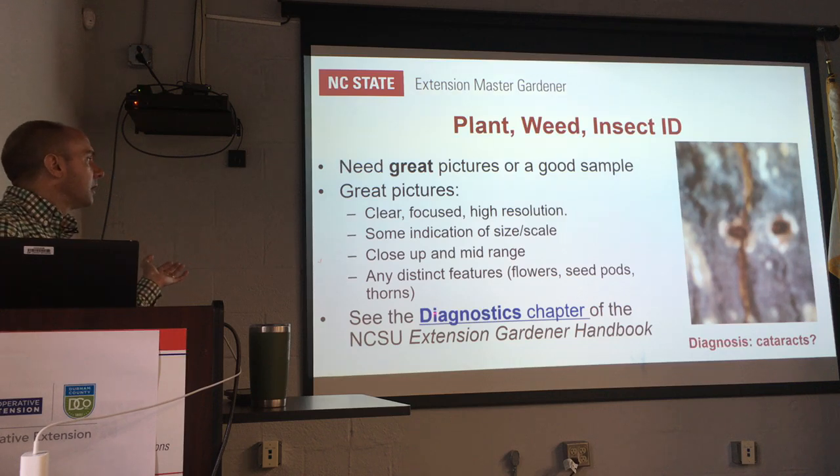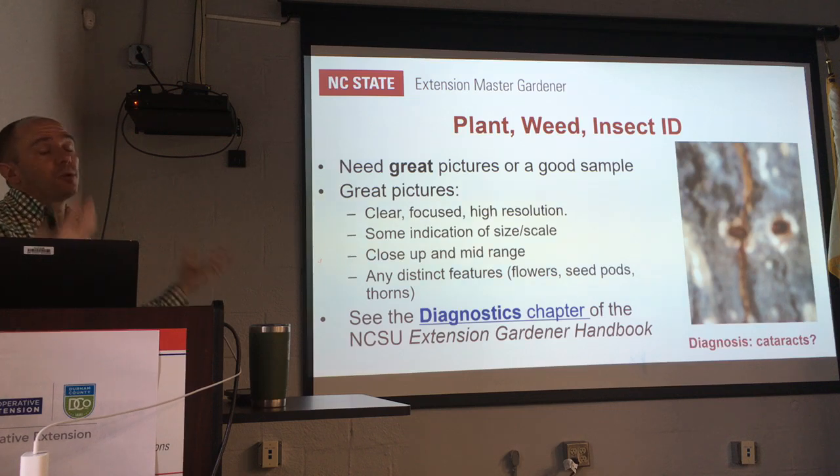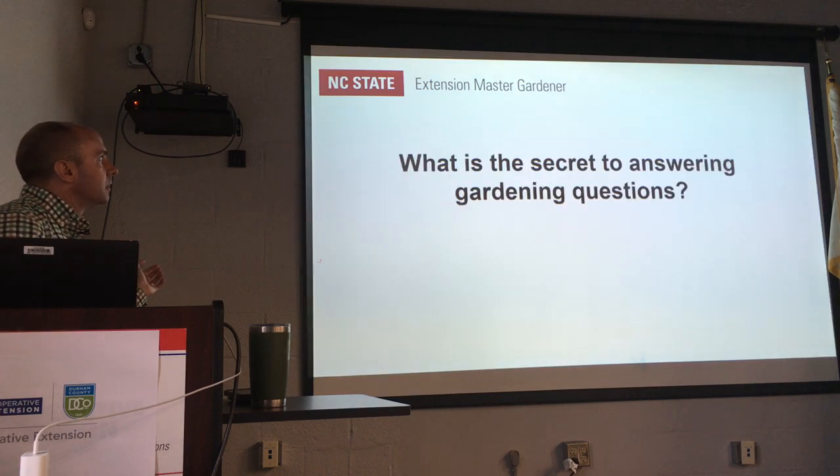And then there is a whole diagnostics chapter of the handbook that summarizes some of the most common problems. That can be useful sometimes, just to give you a big picture overview, but the number of potential problems in most species can be nuanced, so don't assume that if it's not in this chapter, it doesn't exist. It's kind of a baseline.